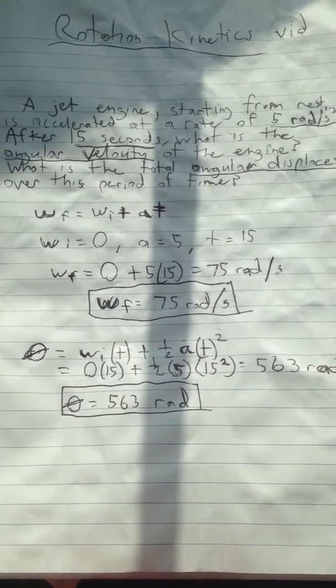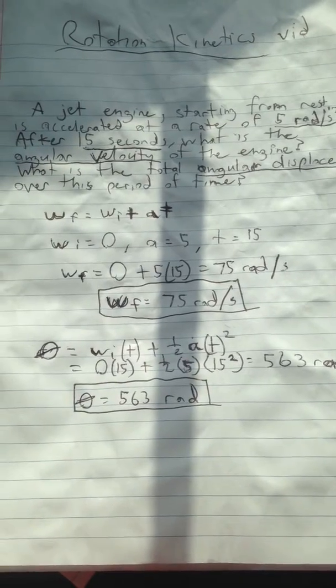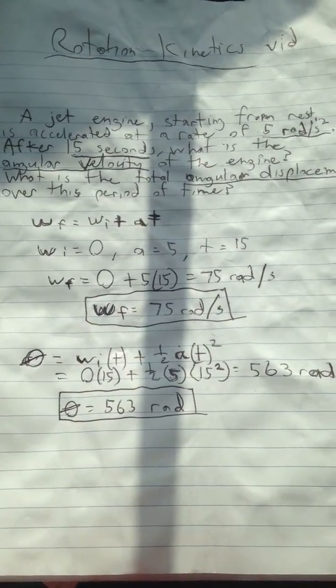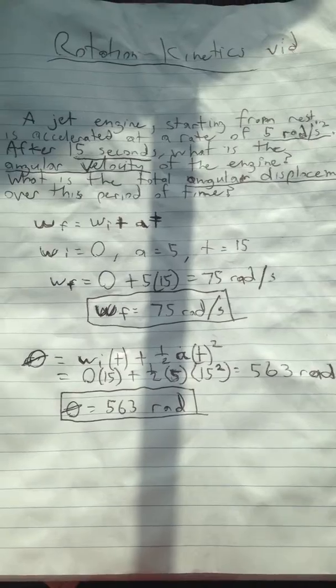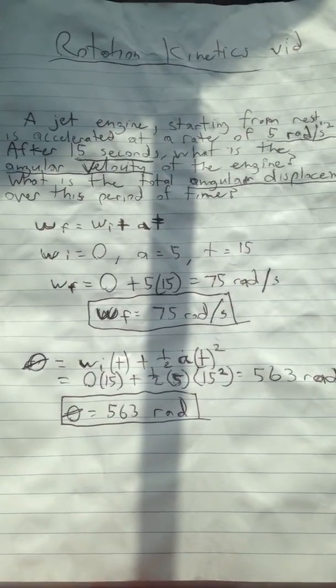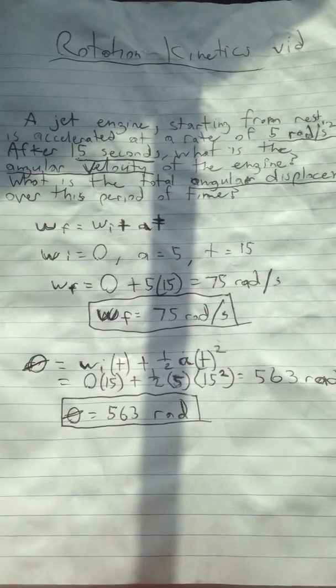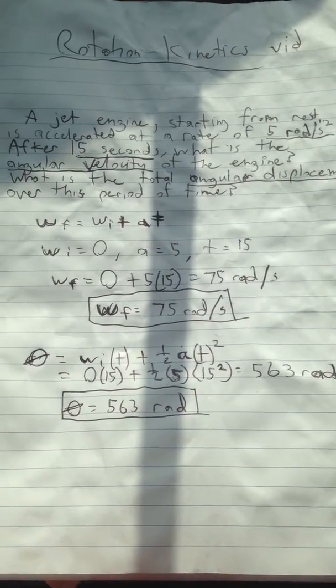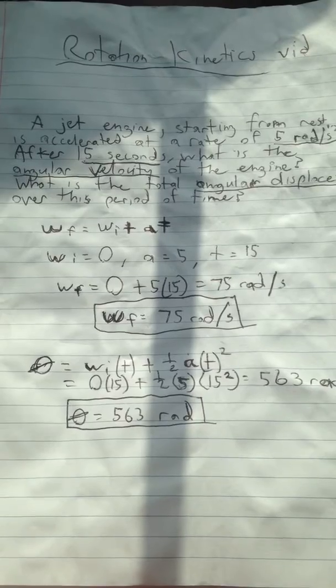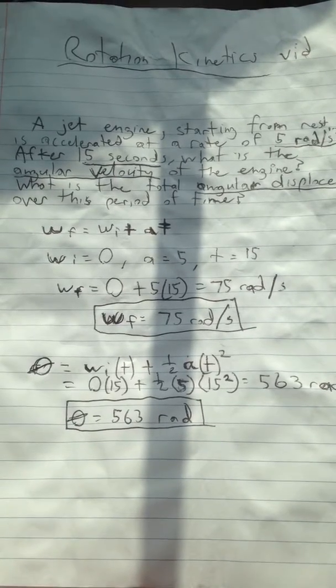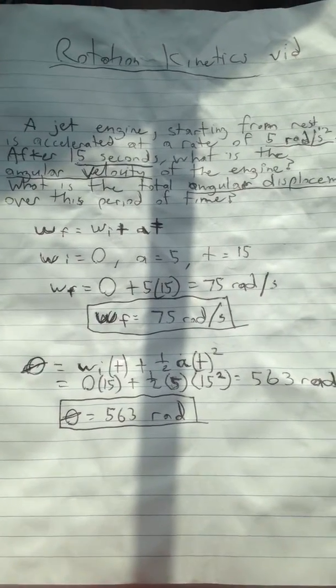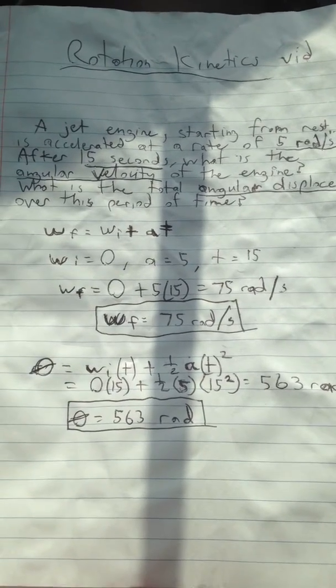This is a rotational kinematics problem. It states a jet engine starting from rest is accelerated at a rate of 5 radians per second squared. After 15 seconds, what is the angular velocity of the engine? And another part of the problem says, what is the total angular displacement over this period of time?